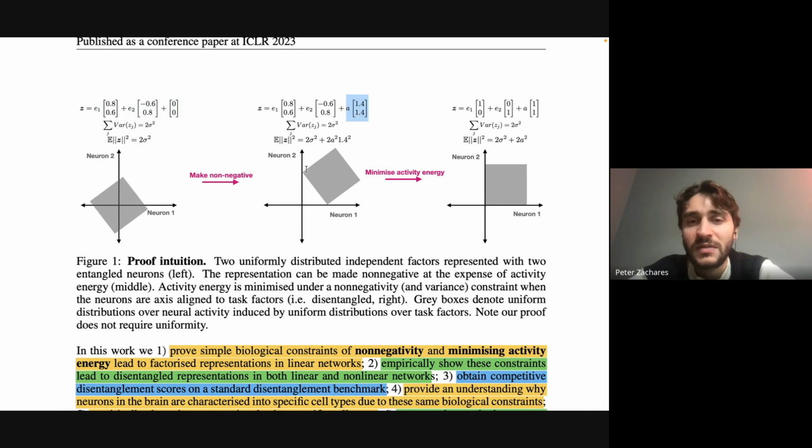And it means that any single point on this square, which is like the variation you see in E1 and E2, will always lead to a non-negative result. But when you do that, you actually increase the total amount of energy that's used to calculate the internal representation.